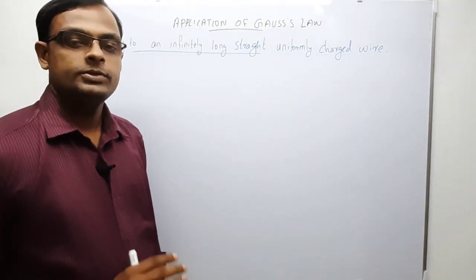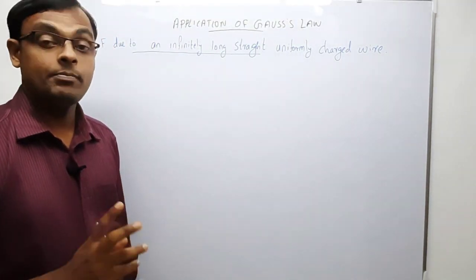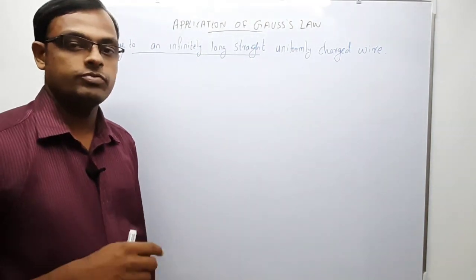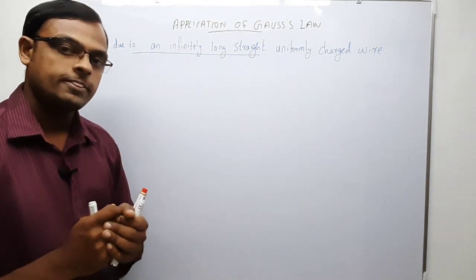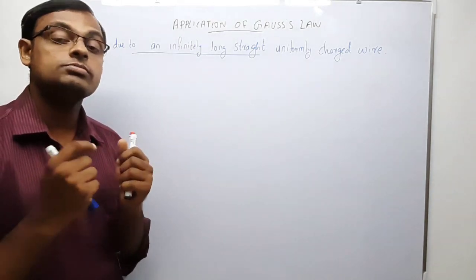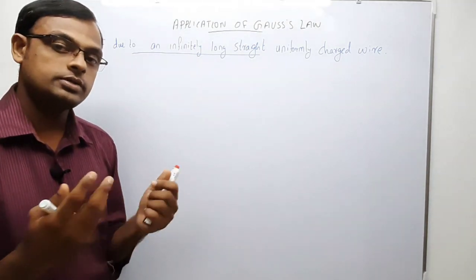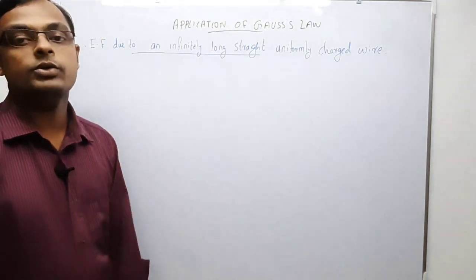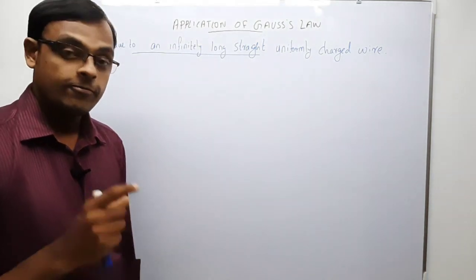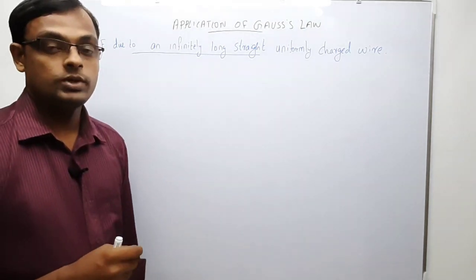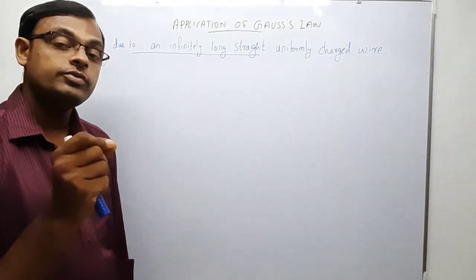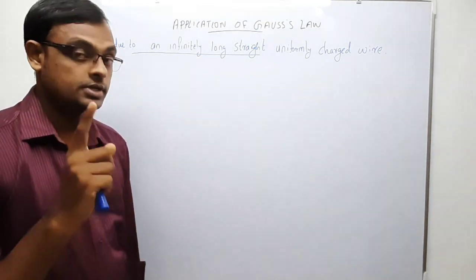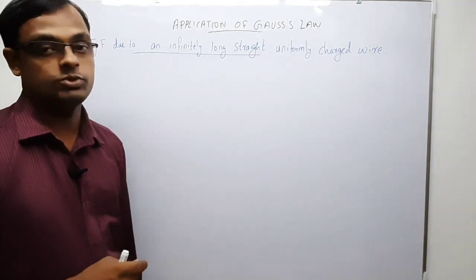Hi friends, today in this lesson we are going to deal with the application of Gauss's law. Just before starting, let me tell you one thing. We have already learned Coulomb's law. What is Coulomb's law used for? It is used to find the electric field due to a point charge. Gauss's law is used to find the electric field intensity due to symmetric charge distribution, not a single charge, but a symmetric charge distribution.